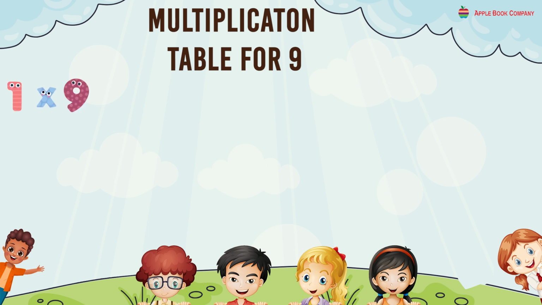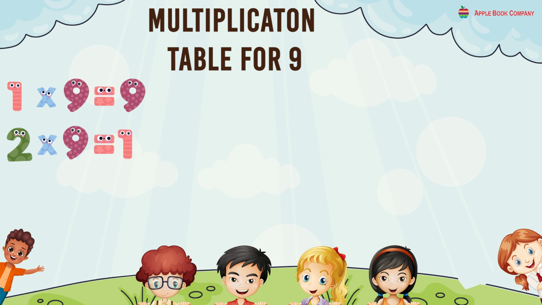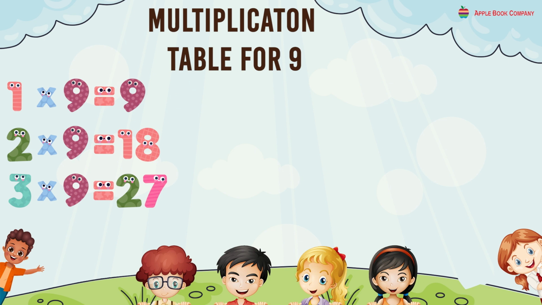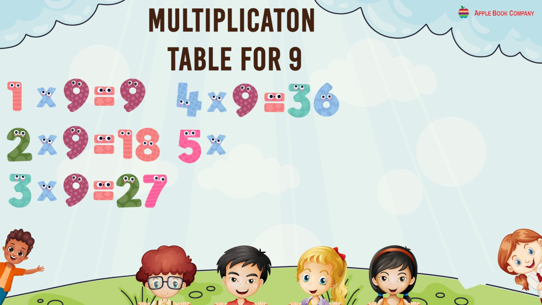1 multiplied by 9 is 9. 2 multiplied by 9 is 18. 3 multiplied by 9 is 27. 4 multiplied by 9 is 36. 5 multiplied by 9 is 45.